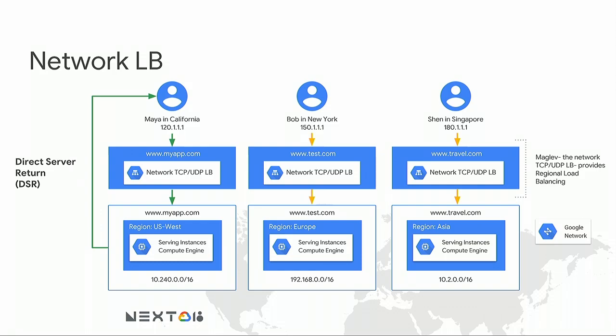So in this diagram, you see we have 3 regional backends, 3 forwarding rules. We have Maya in California, Bob in New York, and Shen in Singapore. And they're all connecting into their backend resources, which is My App, Test, and Travel. But if Shen were to connect into the US West backend, we would ingress that traffic closest to Shen in Singapore, because that range is anycast out our network, and then we'd route that traffic to the regional backend.